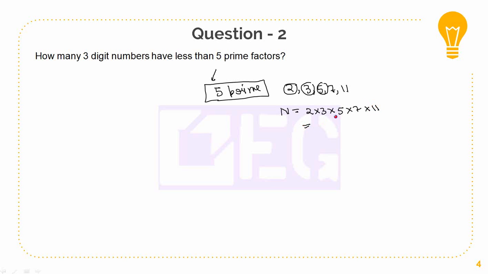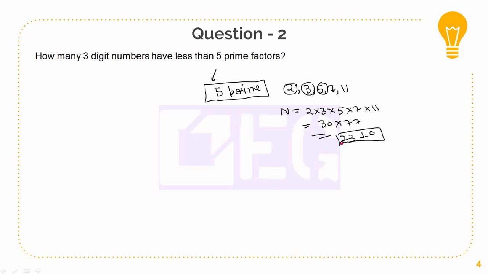That will be the product of the smallest primes, which is 30 into 77, that is 2310. This is the smallest number which will contain 5 prime factors. And our question is, how many 3-digit numbers have less than 5 prime factors? That means all 3-digit numbers will contain less than 5 prime factors, because the smallest number which will contain 5 prime factors is a 4-digit number, 2310.